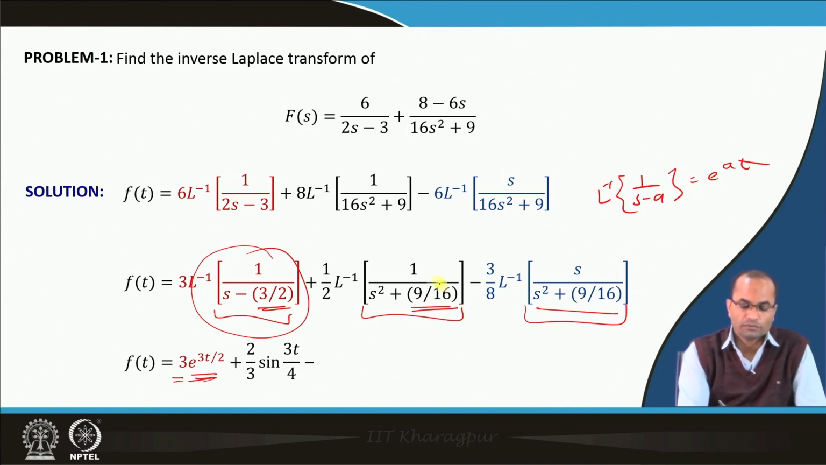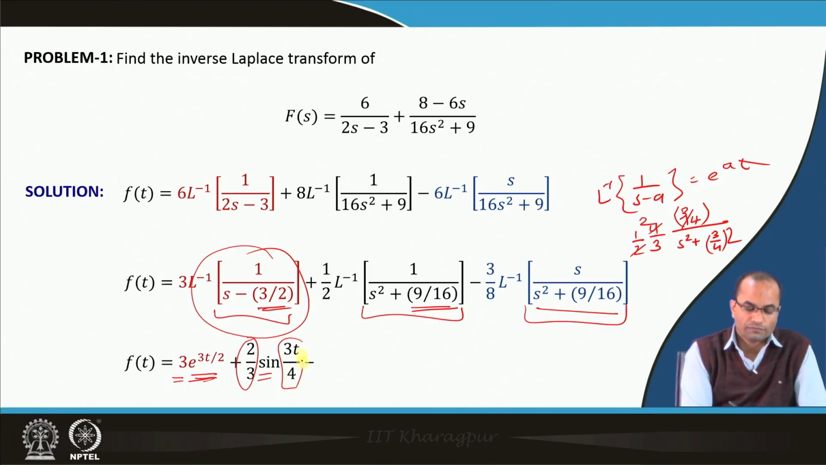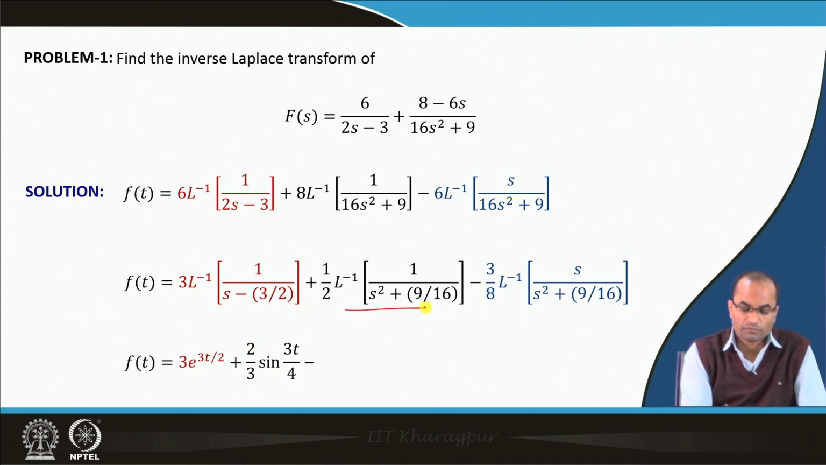In the second case we have s squared plus (3/4) whole squared. We need 3/4 in the numerator to have the sine function, so we multiply by 4/3, and 1/2 was already sitting there, so that becomes 2/3. So, we have 2/3 and then sine of 3t/4, because 3/4 is there. We are done with this term also.